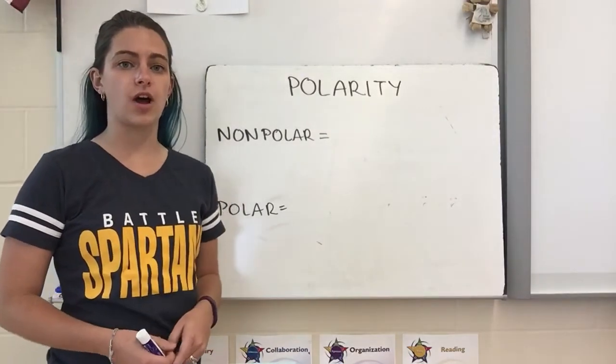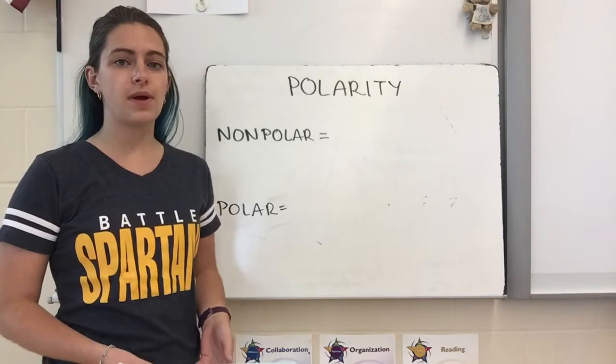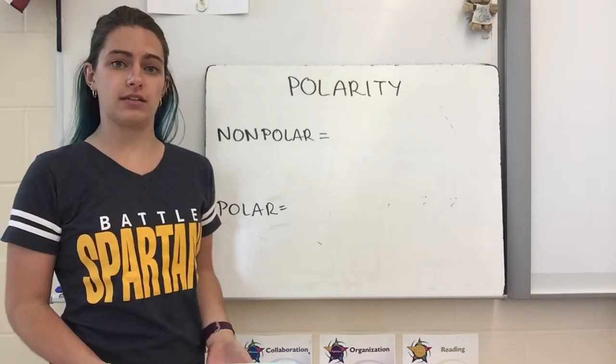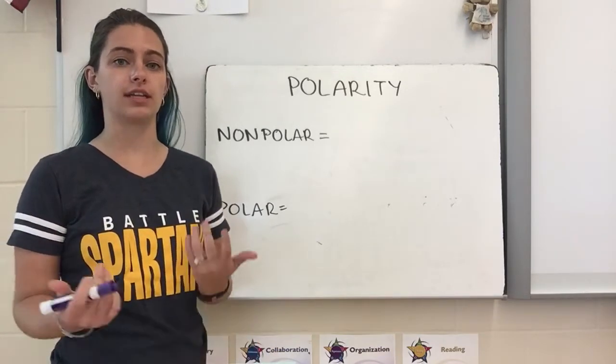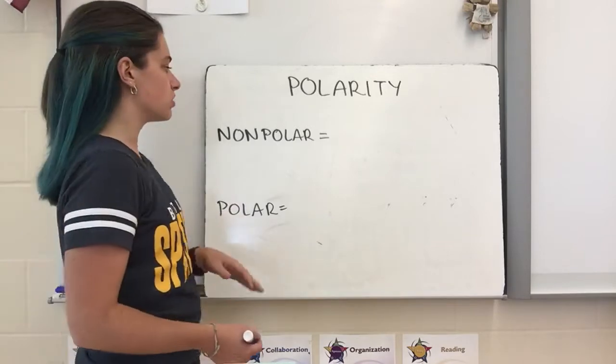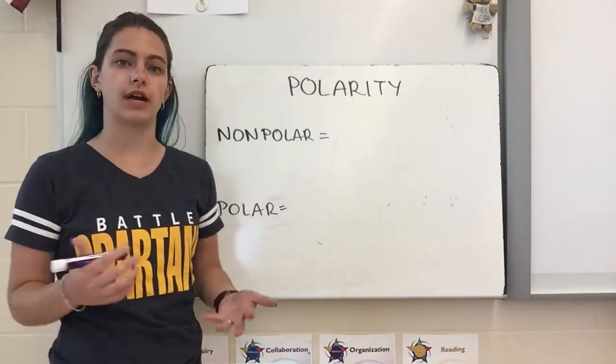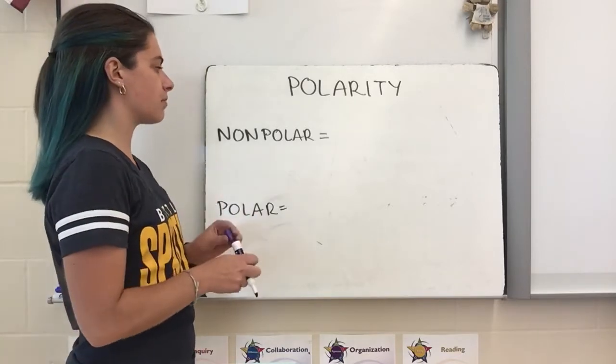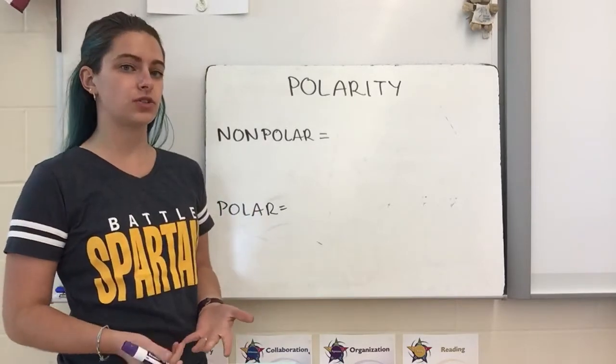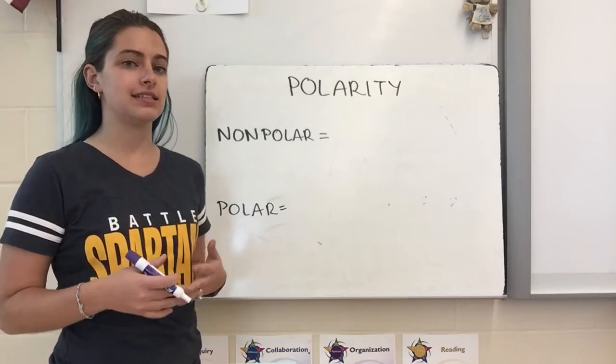In this video, we're going to talk about polarity. So the first thing we have to do is define what polarity is. And polarity depends on the electronegativity differences. So we're going to start with talking about polar and nonpolar bonds. A nonpolar bond has a difference in electronegativity that's less than 0.5.